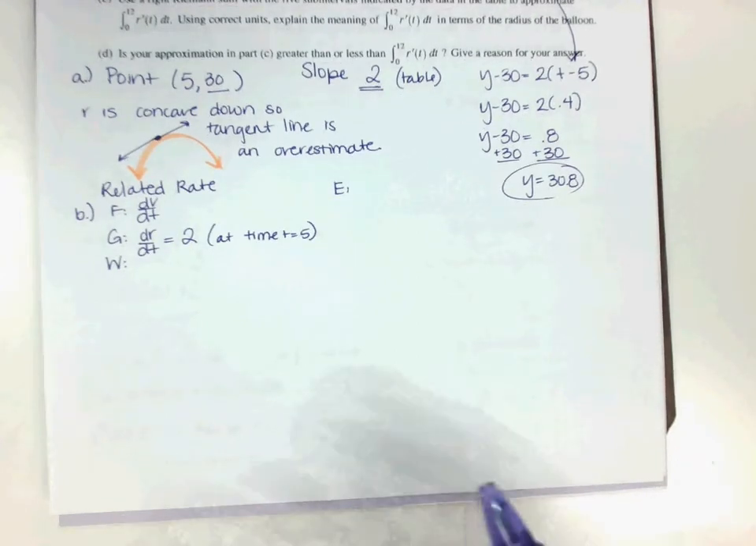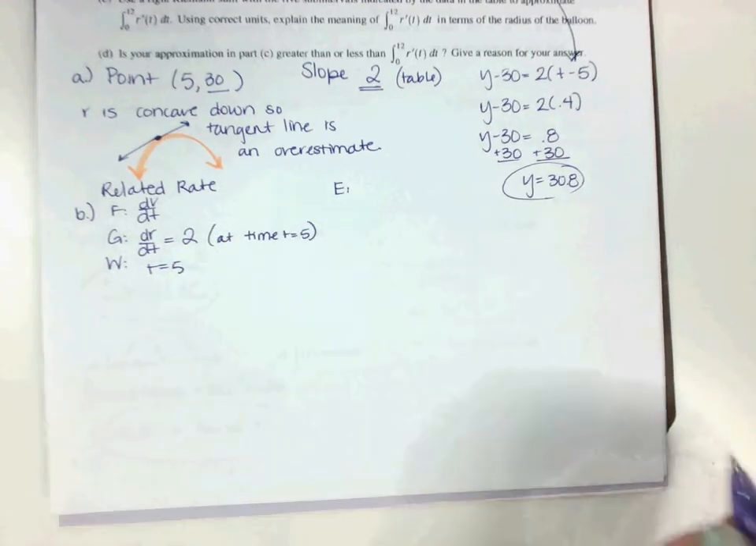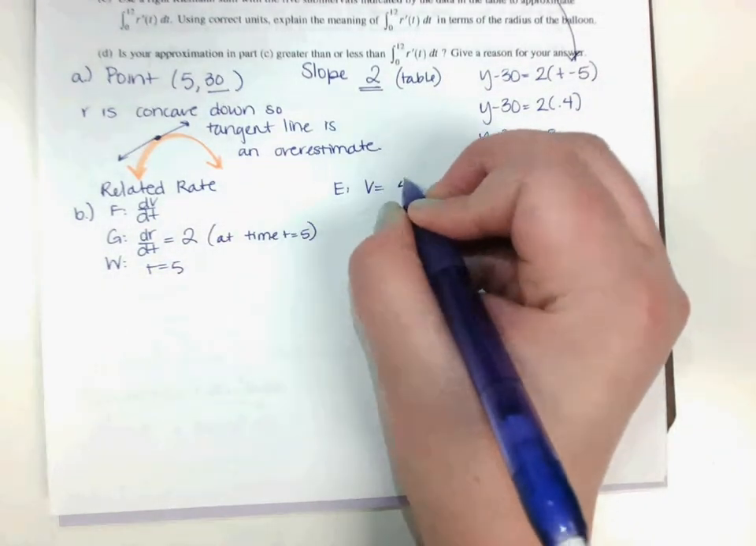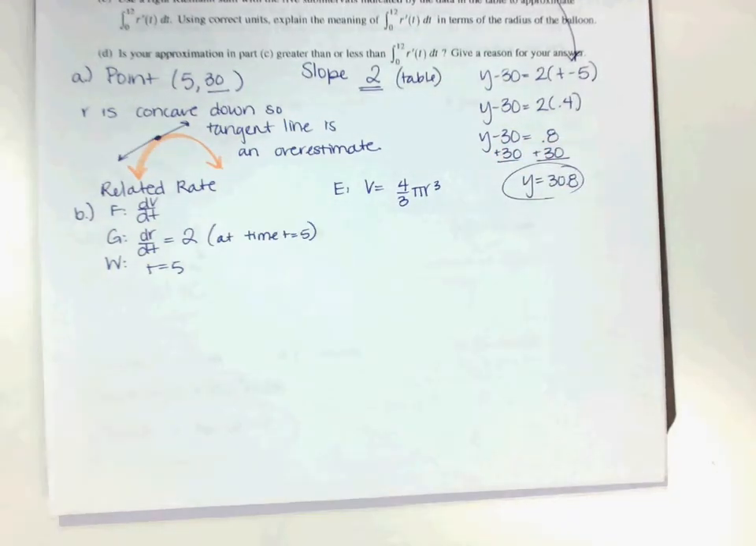Then from there, your "when" would be at time 5. Then they gave me the equation, volume equals 4/3 pi r cubed. What's the derivative of V called?